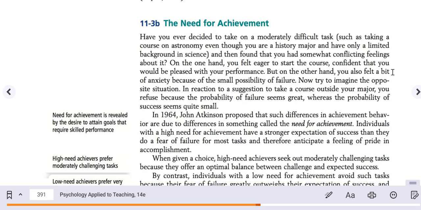Now try to imagine the opposite situation. In reaction to a suggestion to take a course outside your major, you refuse because the probability of failure seems great, whereas the probability of success seems quite small. In 1964, John Atkinson proposed that such differences in achievement behavior are due to differences in something called the need for achievement. Individuals with a high need for achievement have a stronger expectation of success than they do a fear of failure for most tasks, and therefore anticipate a feeling of pride in accomplishment.